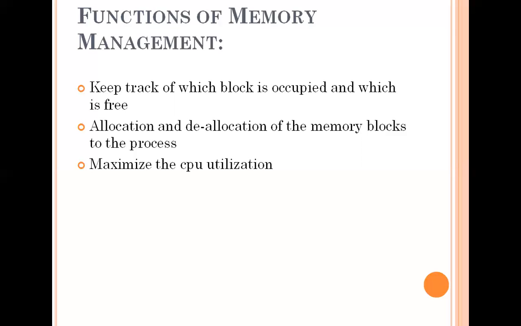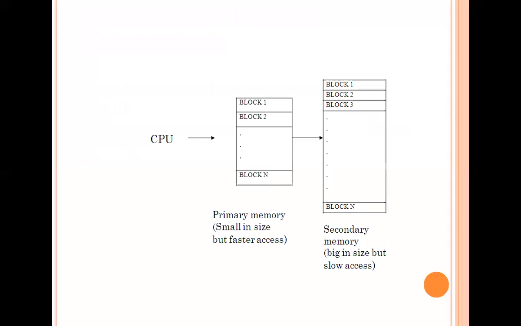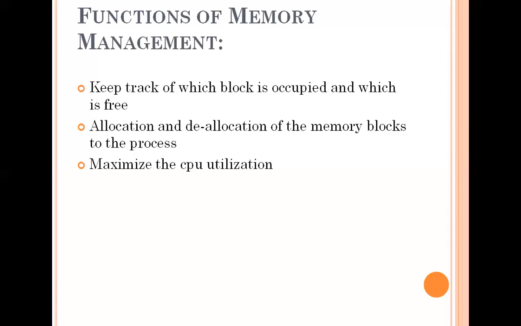As we know, the speed of the CPU is very fast as compared to the speed of memory, and with the help of the memory management module, we make sure that the CPU will not sit idle waiting for a process. When a process is being migrated between these two memories, we will make sure that the CPU is working on some other process.